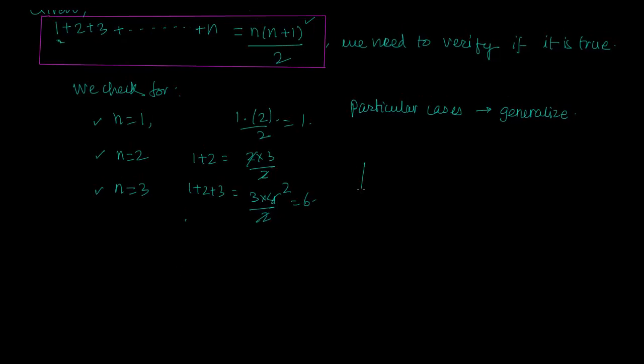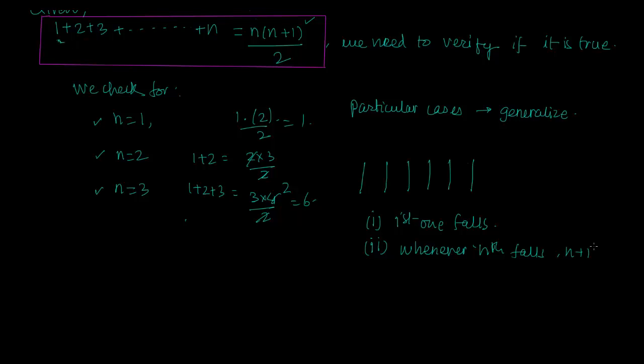And the motivation comes from the dominoes effect that we discussed, right? So if I want all of these to fall, what had we said earlier? The first thing that I should ensure is that the first one falls. Correct? The first one falls. The second thing is that whenever the nth falls, the n plus 1th does fall. The n plus 1th always falls. And we'll use this.